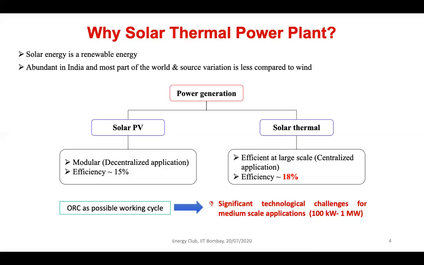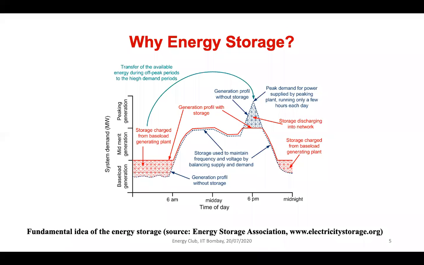So there is a very good opportunity using a solar thermal power plant, which is basically another type of thermal power plant where the source of energy is solar, whereas in a conventional thermal power plant the source of energy is fossil fuel. But there are certain drawbacks to using solar energy. What are the drawbacks? We will see now. First, we understand why we need energy storage.